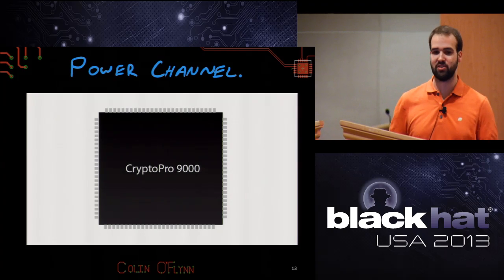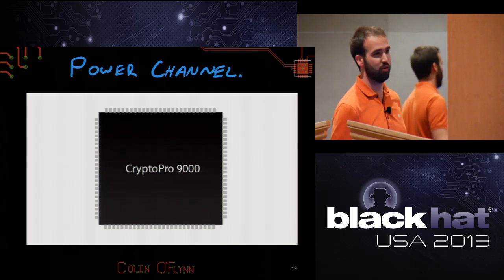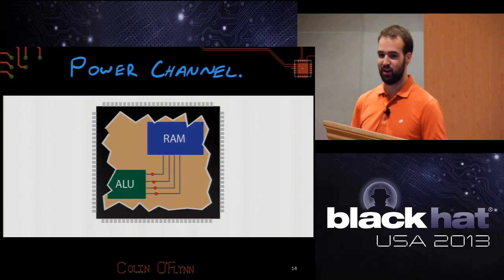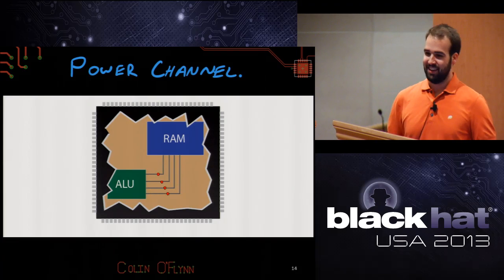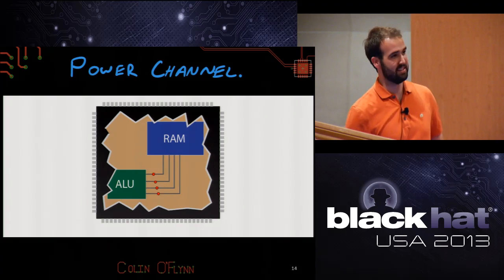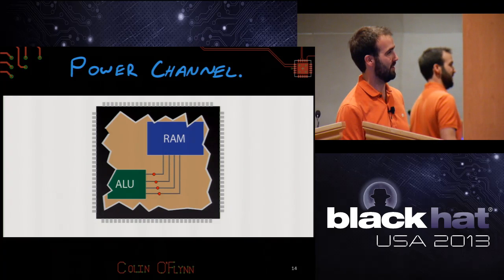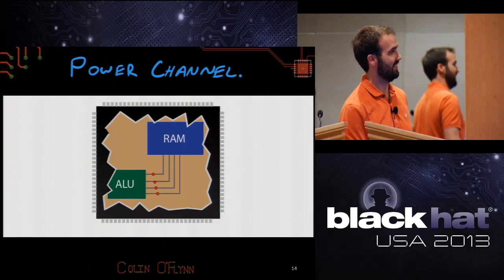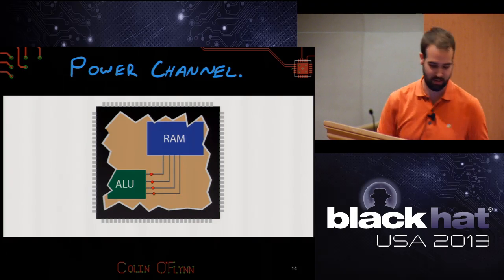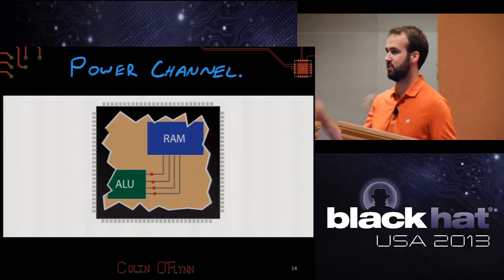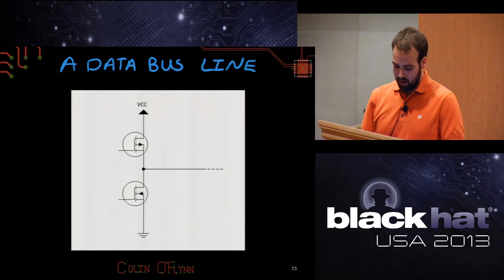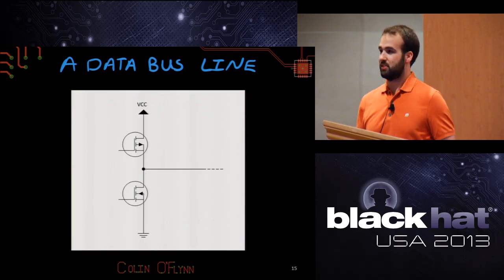How does this work? Imagine you had hardware. I call it the Crypto Pro 9000, the latest in 4-bit cryptography. Inside it, like any digital device ever, you have some stuff connected by a data bus. So here I have an arithmetic logic unit and a RAM, and there's this data bus, these 4 wires in between them. This could be registers, this could be anything inside a CPU. Those data bus lines just look something like this.